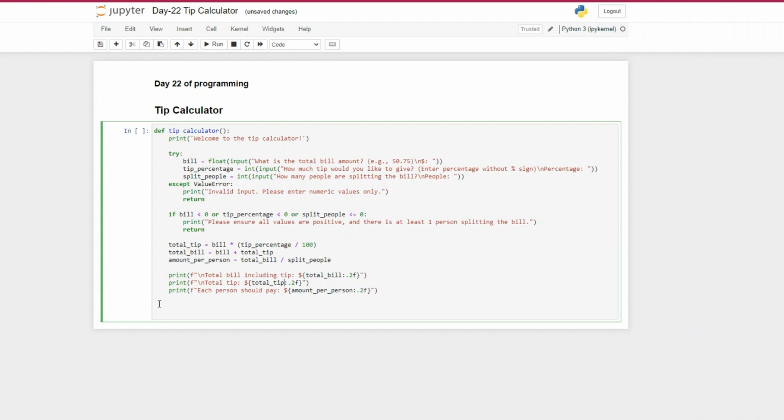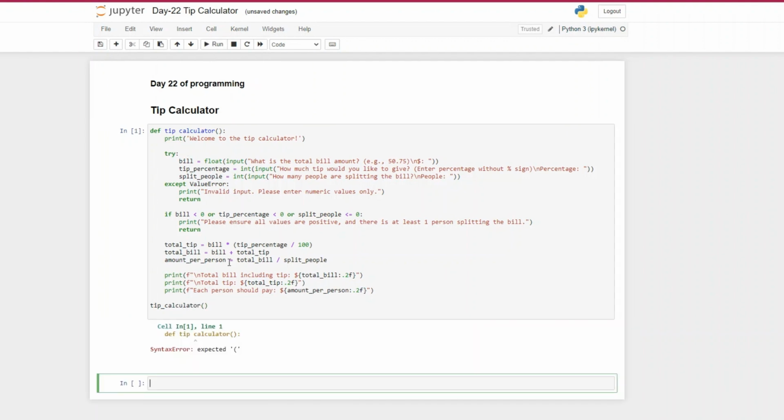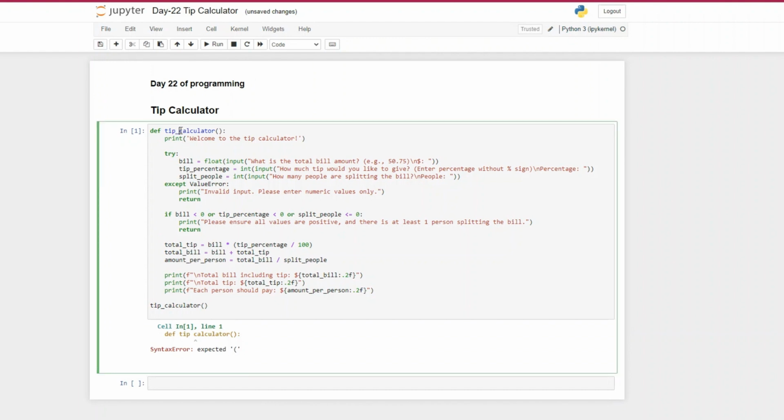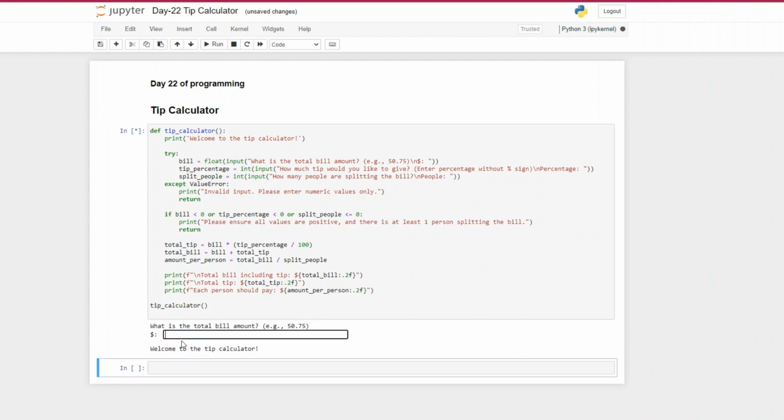And now let us call the function tip calculator. And then if I run this, oh, I see an underscore. Okay. And then I put a T and I didn't put it on top. And then, so let's see. What is the total amount? What is the total bill amount?